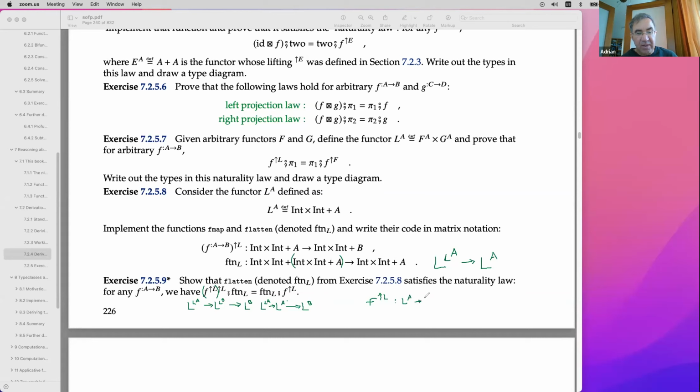So F is an A to B. F up arrow L is an L of A to L of B. Ah, that's nice. Oh, okay. Up arrow L it again. It does the same thing. Yes, it applies an L to each of the two types underneath it.